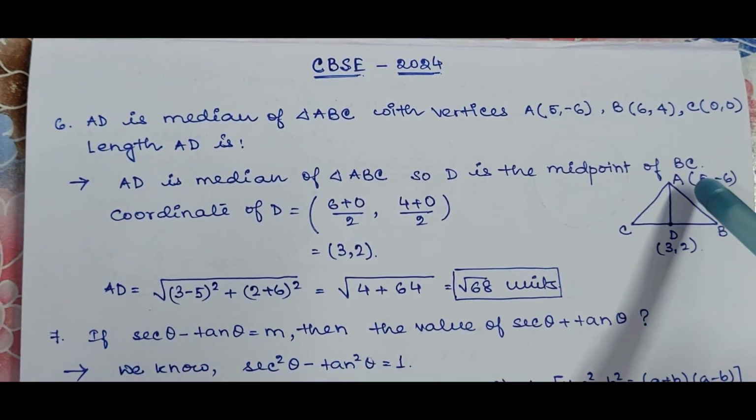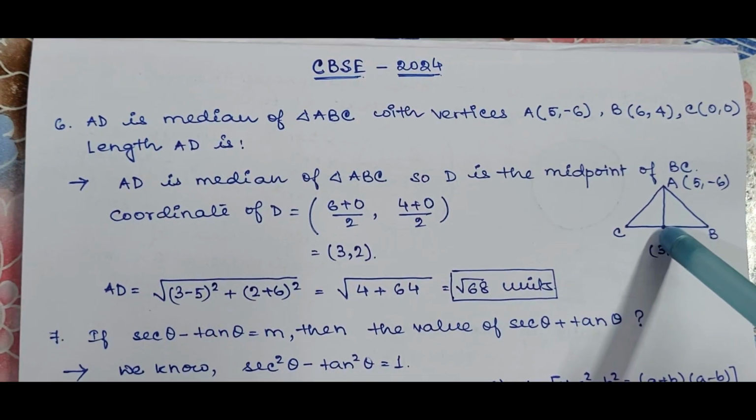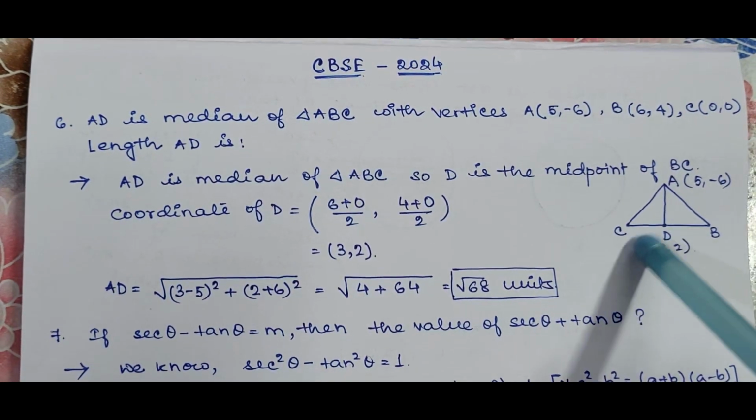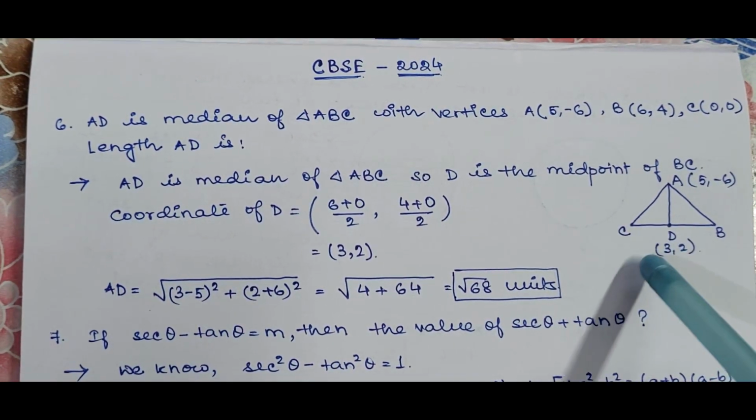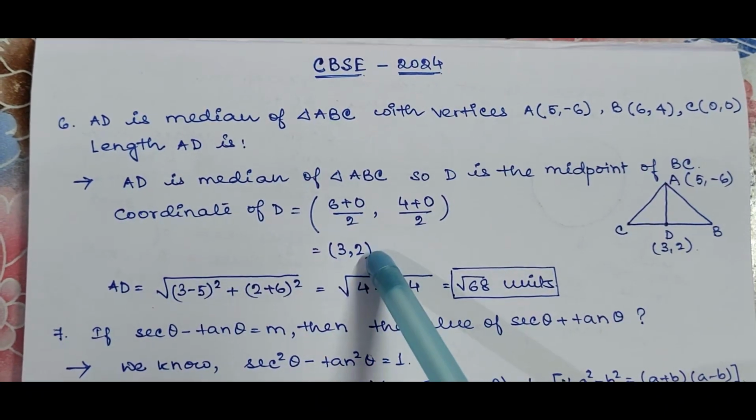Now since AD is the median of the triangle ABC, D must be the midpoint of B and C. How do we get the coordinates of D? The coordinates of D with the help of the midpoint rule are (3, 2).